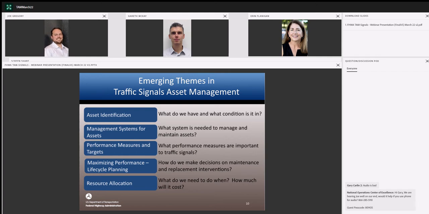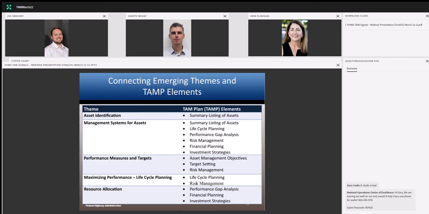But just to start off real quickly, as part of this project, we did a literature search. We conducted listening sessions with state and local DOTs. And when you have enough of these conversations, some common themes start to emerge. And you see these 5 themes here. These are the themes that have come up quite a bit. So we really wanted to hone in on that and apply those themes to the TAMP requirements, but just overall to advancing asset management in the signal world. So with that, I will turn it over to Gareth.